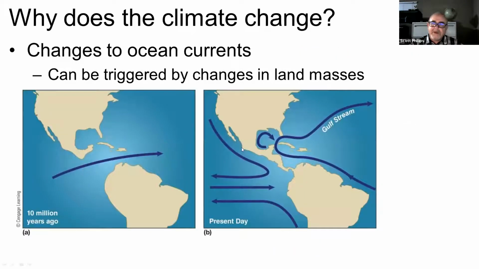Those can also impact ocean currents. So for example, 10 million years ago, North America and South America were disconnected and water could flow freely between the Atlantic and Pacific Ocean. But as change to the continents closed up the gap, that changed the pattern of ocean currents that we have today.